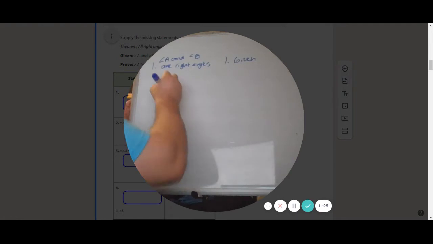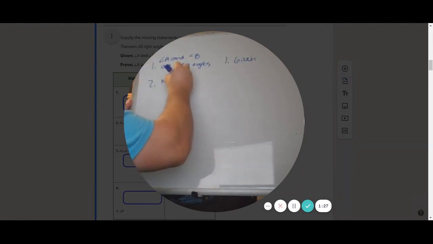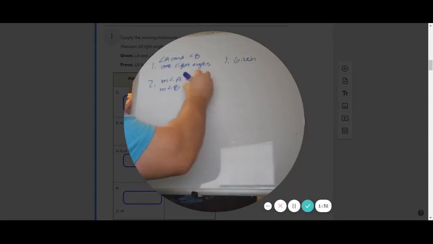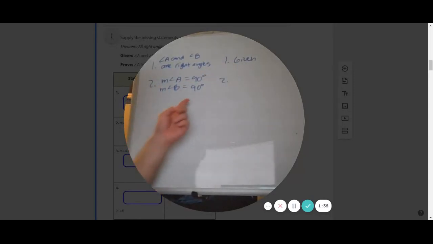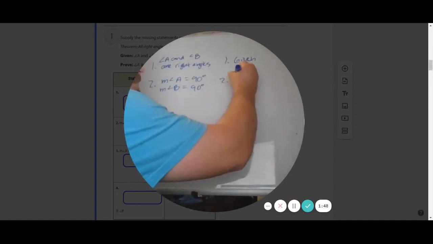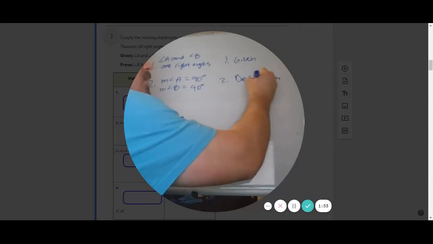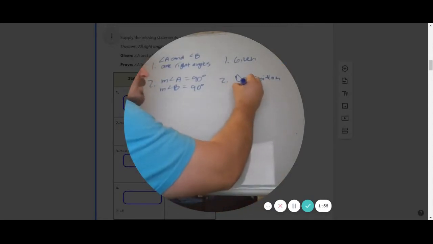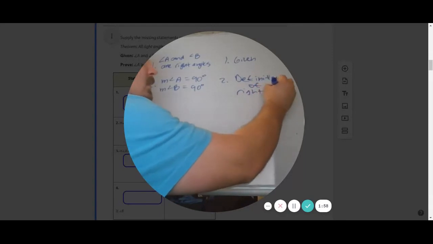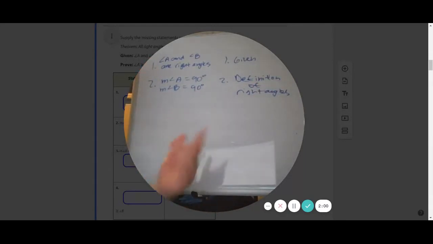I think you'll find this kind of simple. Look at what we have: measurement of angle A equals 90 degrees, measurement of angle B equals 90 degrees. How do we know that? Why do we get to say that A equals 90, B equals 90? What did they tell us right here? That A and B are right angles. So they're right angles, so now we get to say they're 90. That's due to the definition of what? Of right angles. That's it.